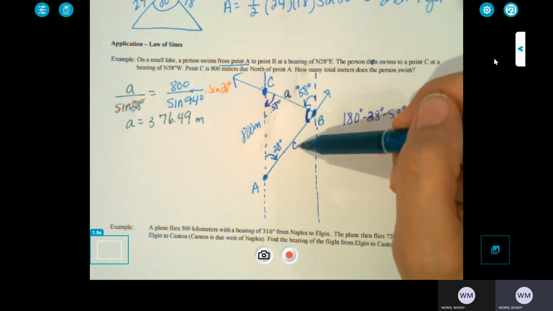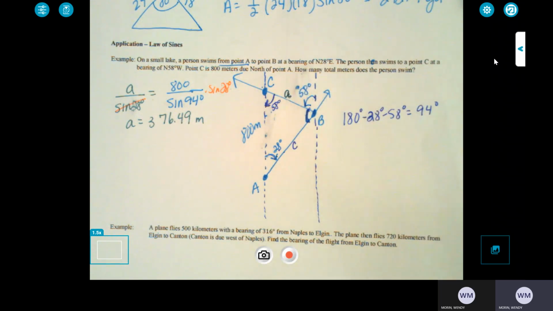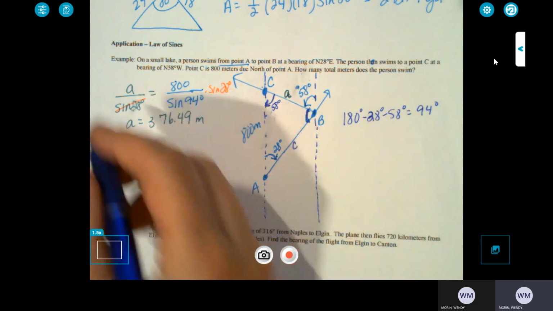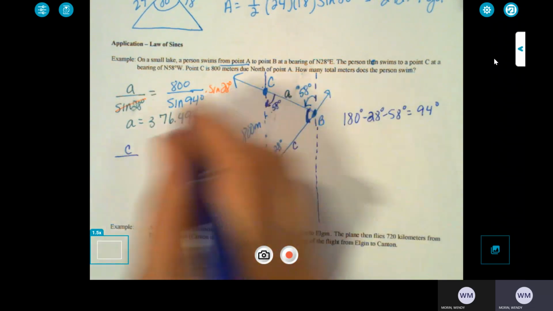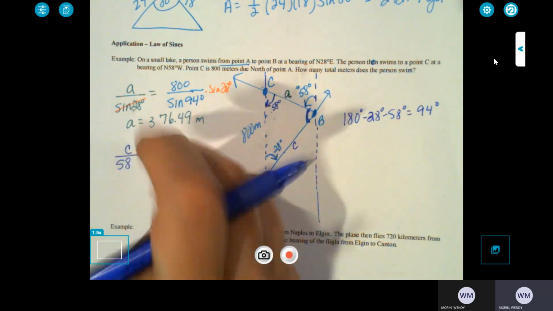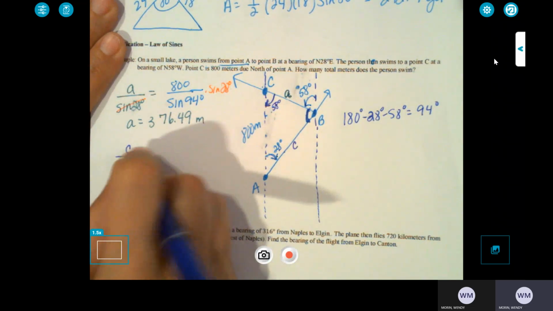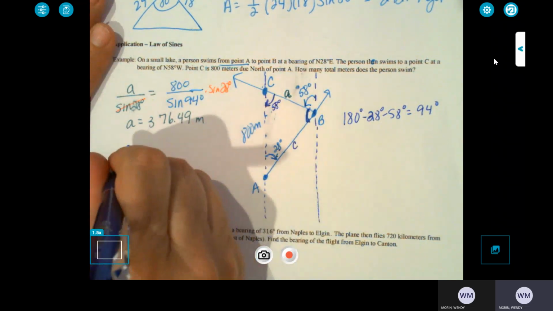Now we need to find side C. Again, this is not a right triangle. There's no right angles that we've proven. You can't assume anything. So now we're going to find side C. So I'm going to start with my unknown. Side C is to the angle across, which is, sorry, that's sine of 58 degrees.